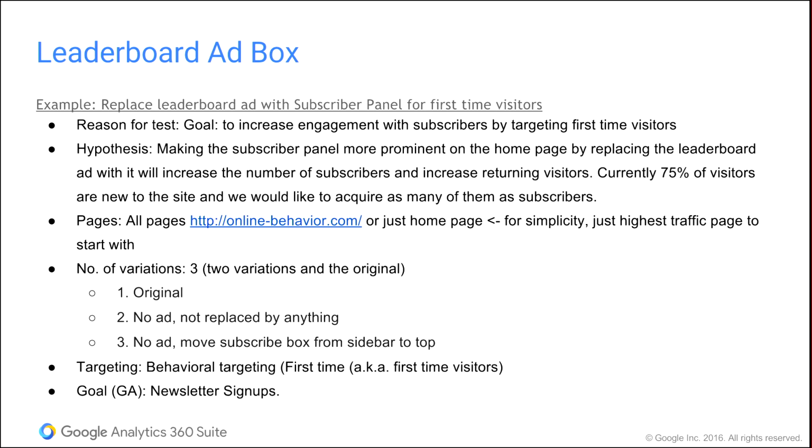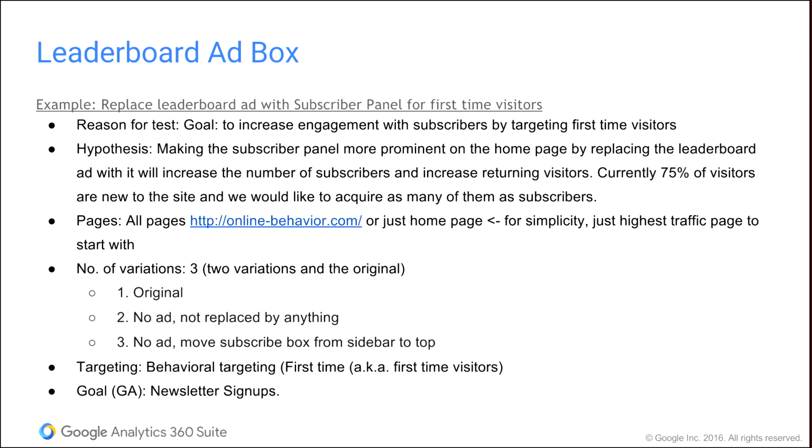Finally, I wanted to walk you through a full example of setting up tests in Optimize with a leaderboard ad box. On the Online Behavior site, above the fold, the very first thing you see right below the navigation bar is a big ad box. In this test, we would like to increase engagement with subscribers by targeting first-time visitors. Our hypothesis is that if we make the subscriber panel more prominent on the homepage by replacing that leaderboard ad box with it, we'll increase the number of subscribers and increase our returning visitors. We know that about 75% of visitors to this website are new, and so we want to acquire as many of them as possible as subscribers.